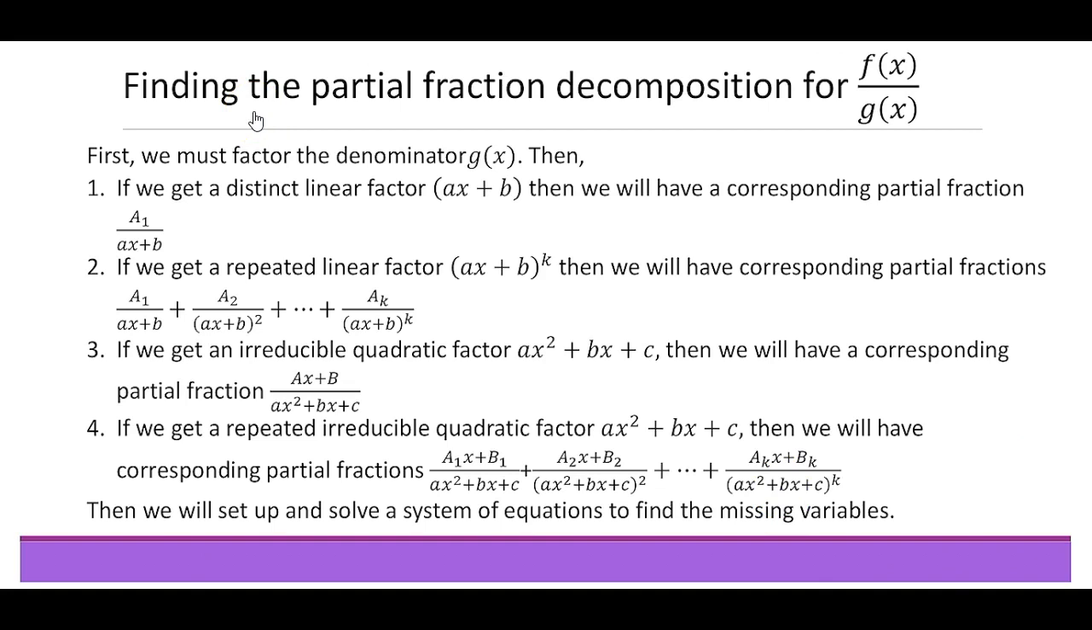All right, so this now goes through a little bit of the process of finding a partial fraction decomposition for some rational expression, f of x over g of x. So this assumes that we have a proper rational function, and then first we must factor the denominator, and then depending on the factorization of the denominator, we're going to get different partial fractions. So if we get a distinct linear factor, distinct meaning different, if we get different linear factors, ax plus b, then we're going to have a corresponding partial fraction, some constant, a1 over ax plus b, for every distinct or different linear term. That's like the example we just did.